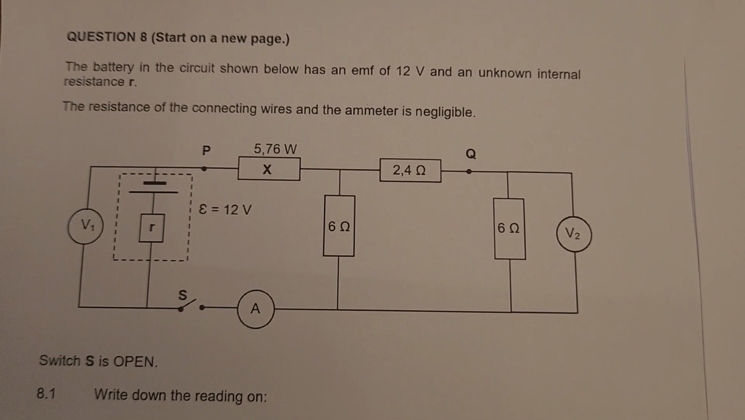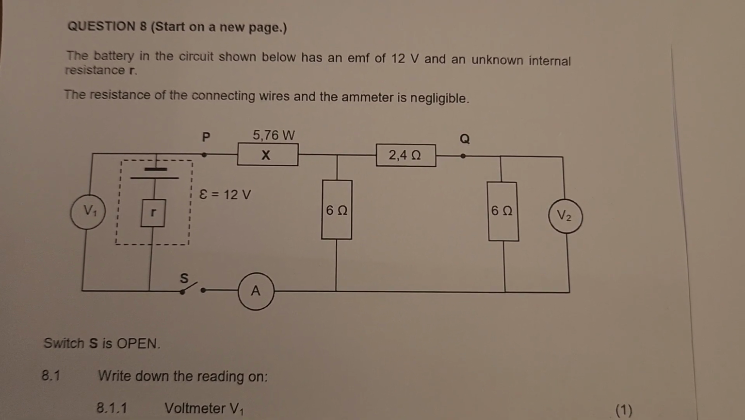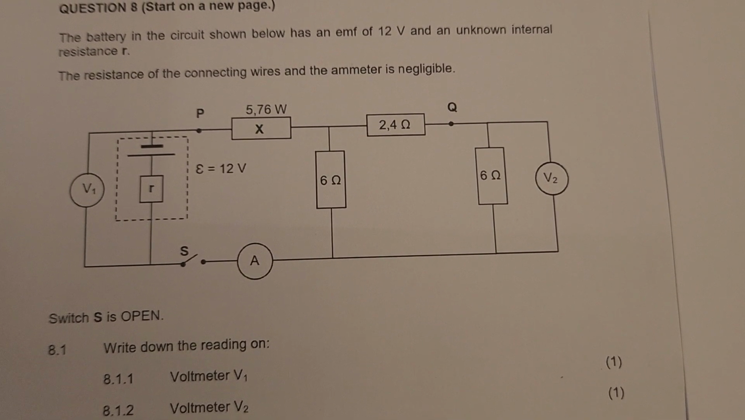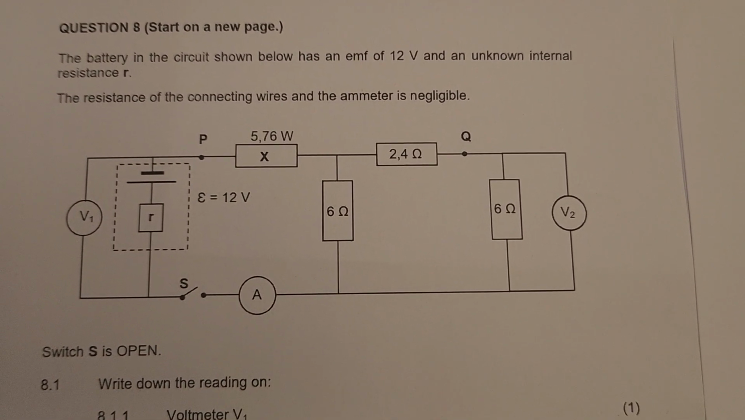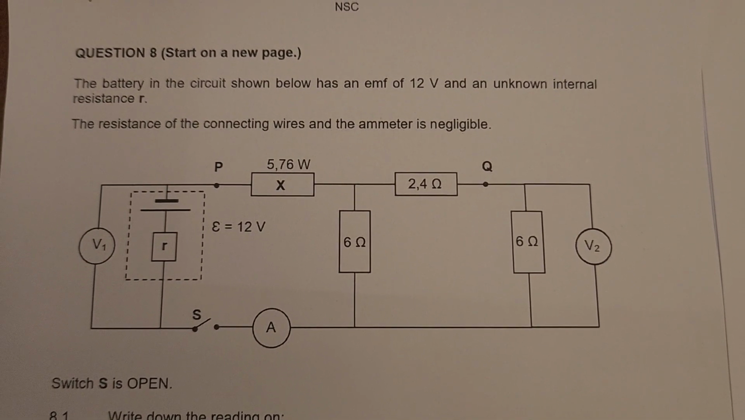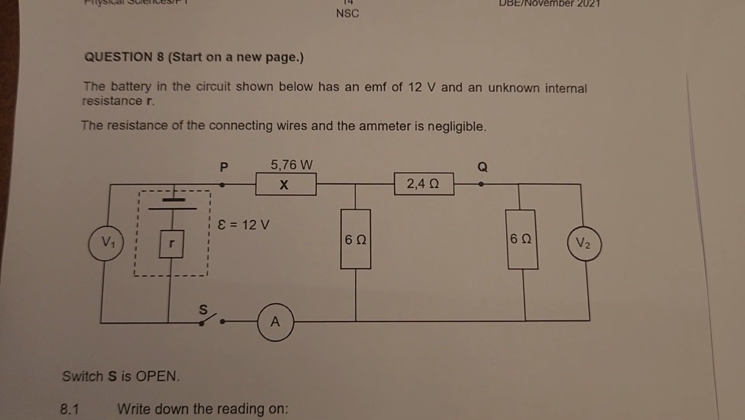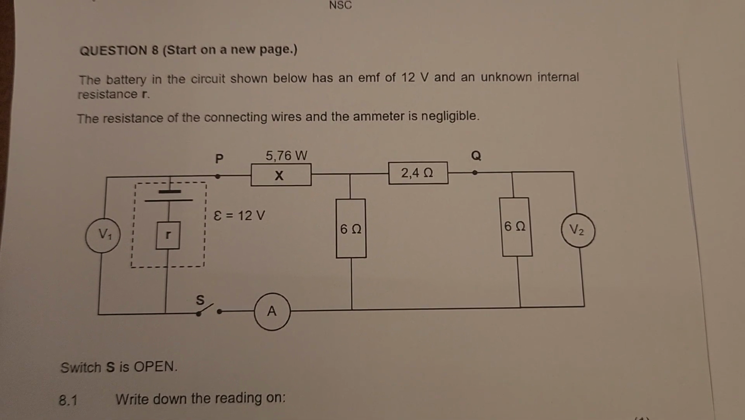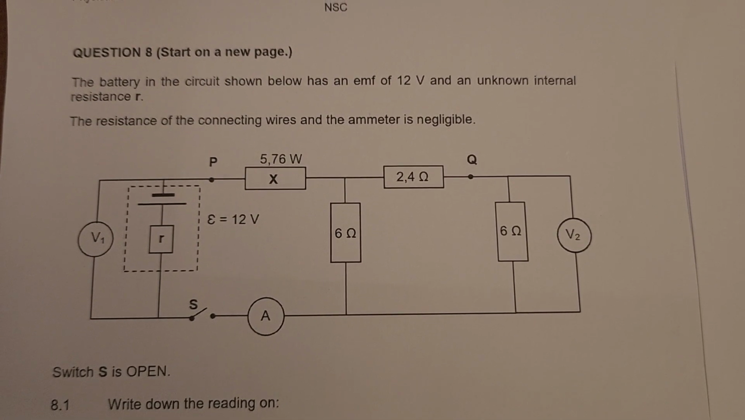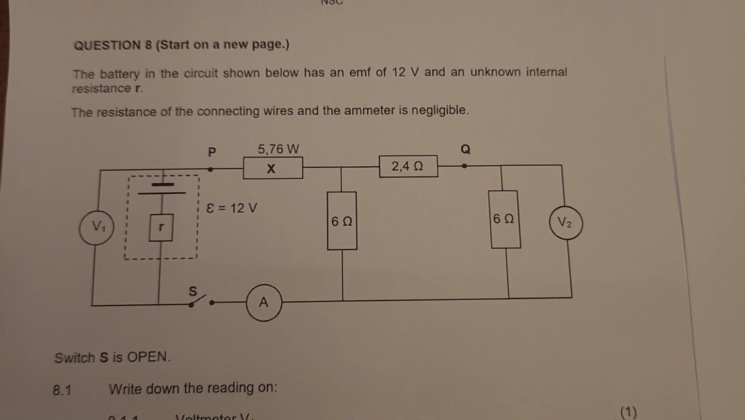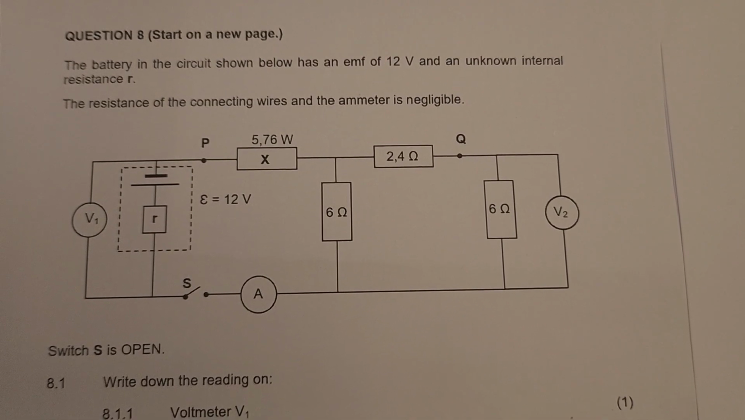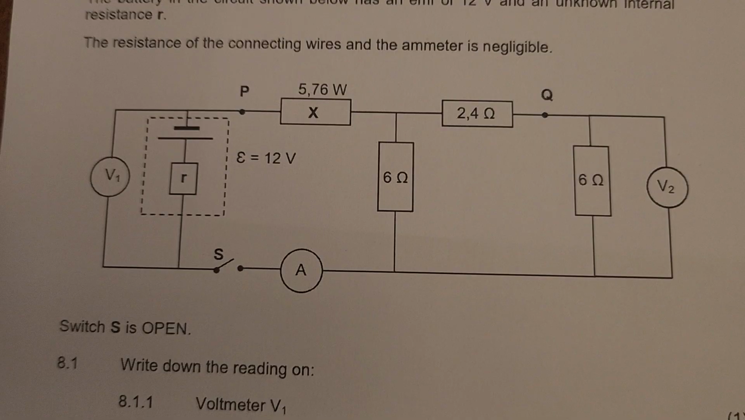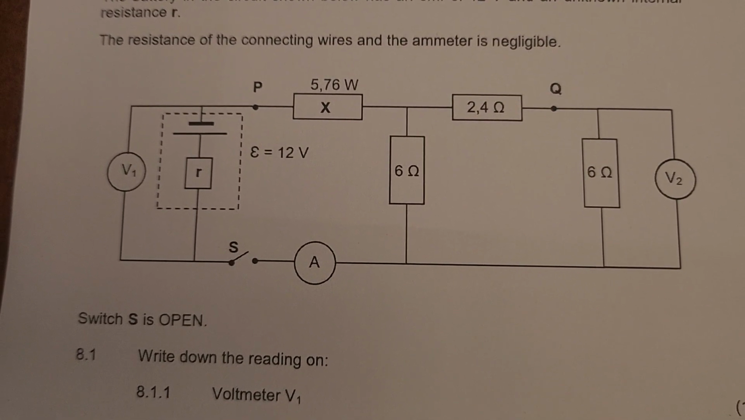I've got a question here drawn from the past papers, which is about electric circuits. So we are in problem solving in electric circuits. The question says the battery in the circuit shown below has an EMF of 12 volts and unknown internal resistance. The resistance of the connecting wires and the ammeter is negligible. The circuit you can see, and then the first statement, they say switch S is open.